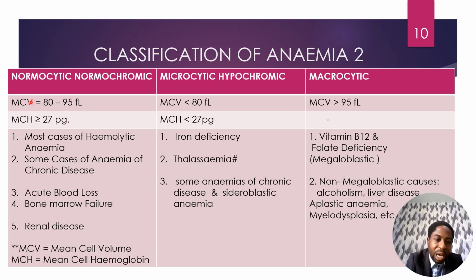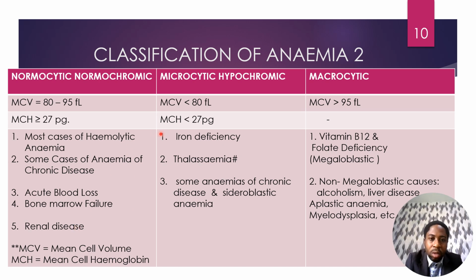The MCV is the average size of the red blood cells. MCH is the average amount of hemoglobin in the red blood cells. These types of anemia fall under normocytic normochromic anemia. So we have 1, most cases of hemolytic anemia. 2, some cases of anemia of chronic disease. 3, in acute blood loss, patients may present with normocytic normochromic anemia. Bone marrow failure and renal disease can all result in normocytic normochromic anemia.